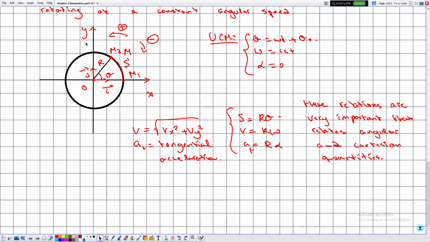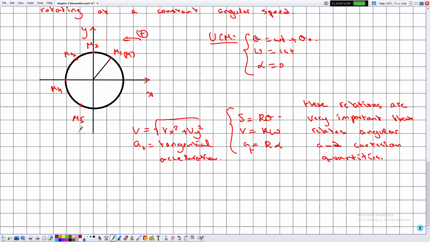Okay, let's consider the point M moving along the circle. Let me erase everything. And suppose it's moving in the positive direction, which is anti-clockwise. Let me specify different positions of the point M. Suppose this is the point M1, this is the point M2, this is the point M3, this is the point M4, and this is the point M5.